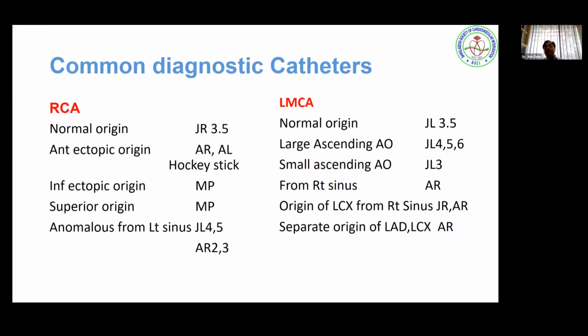And for the left side also, routinely, as I have discussed already, Judkins left 3.5 for the Bangladeshi population. If it is an abnormal origin from a different side, we can take Judkins left, M plus right, Judkins right also sometimes for this cannulation. Now I will discuss a few words about guide catheters.